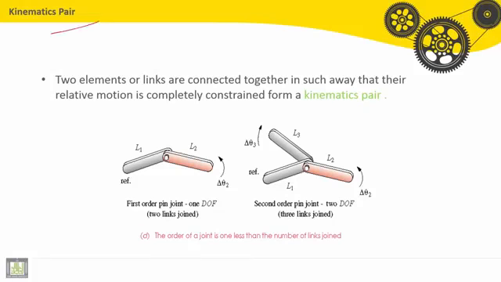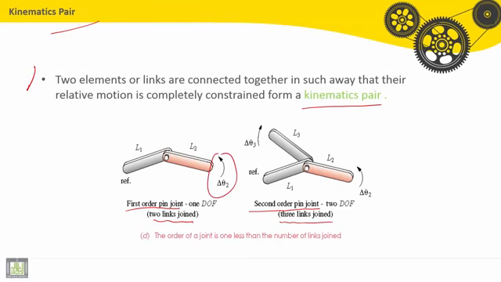Here we will see kinematic pairs. Two elements or links are connected together in such a way that their relative motion is completely constrained, forming a kinematic pair. Here we have a first order pin joint, and here we have a second order pin joint. Two links joined. Here we have three links joined.